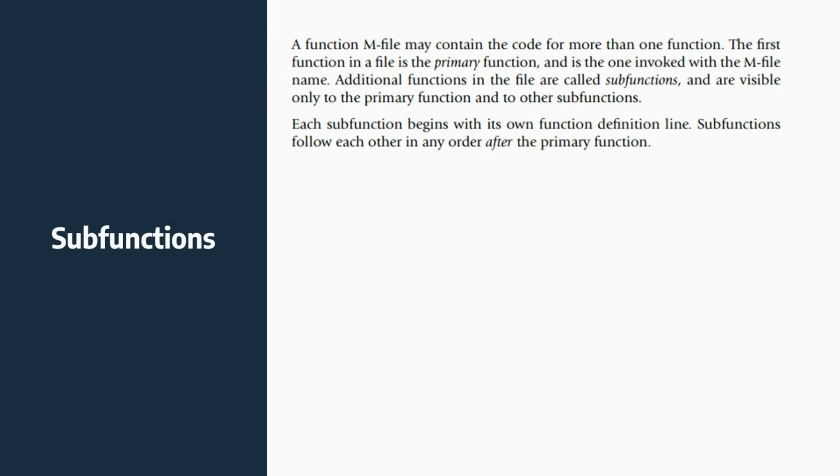For the subfunction, a function M-file can contain the code for more than one function. That happens a lot. The first function in a file is considered the primary function. So when you wrote your Newton code, the first one, then you called 2 other scripts. The Newton code was the primary code, and the other 2 are considered subfunctions. Now, you can see those functions in the primary function. They'll be visible, but each subfunction will begin with its own function definition line, and subfunctions can follow each other in any order after the primary function.